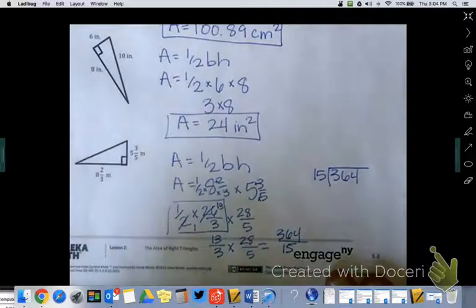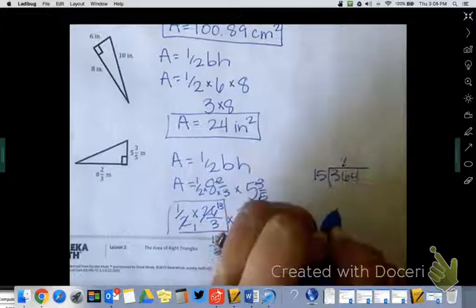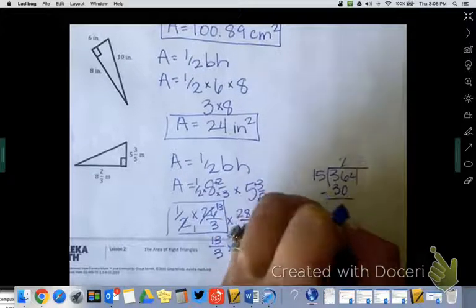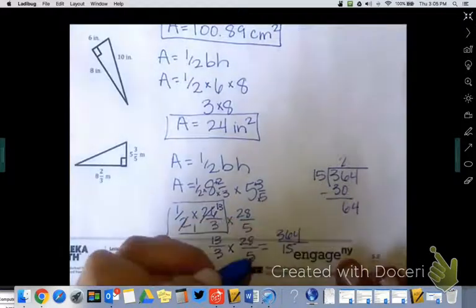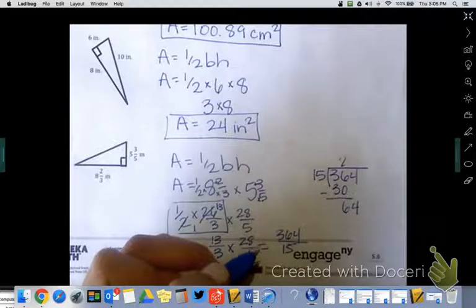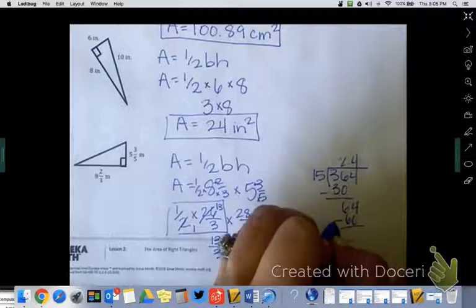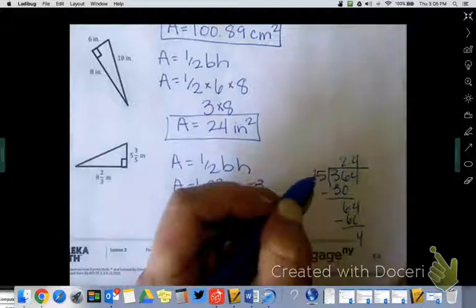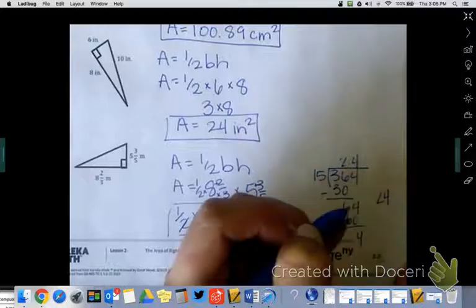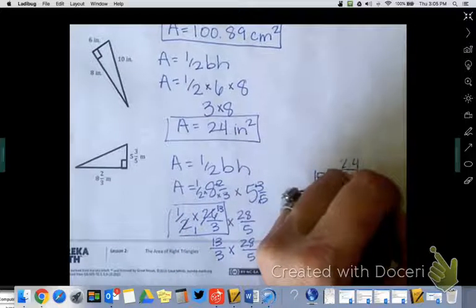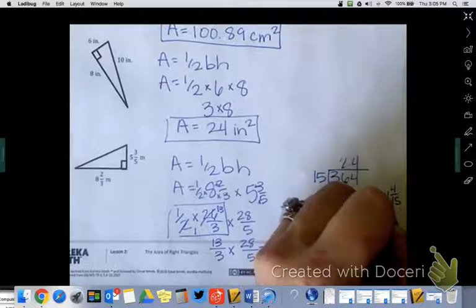Okay, 15 goes into 36 2 times. That would be 30. Subtract. 15 goes into 64 4 times. So my answer would be 24 and 4/15 meters squared.